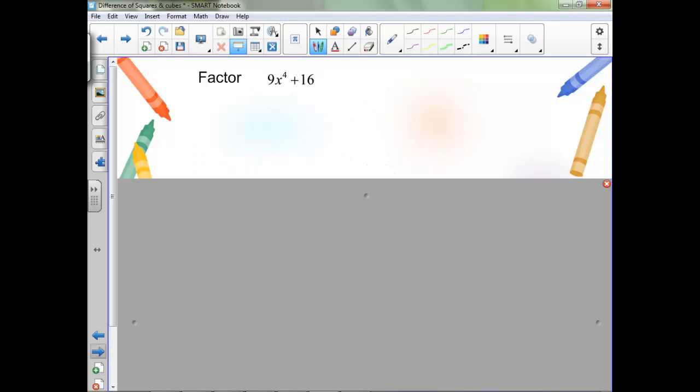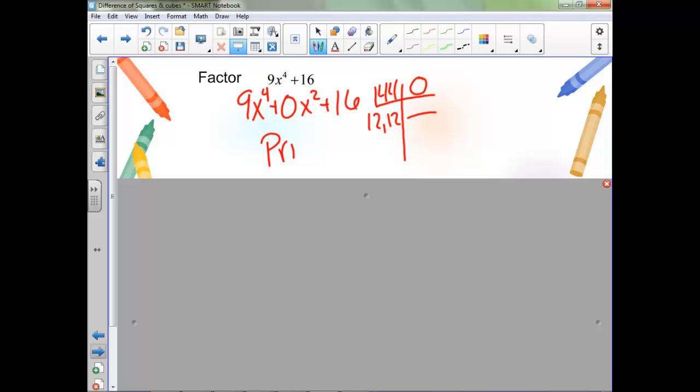Now let's try the same thing with this. So we need to multiply to 144 and add to 0. Well, 12 and 12 are our options, which would get us to 0 if they were opposites, but they don't. Nothing else is going to add to 0, so this one is prime.